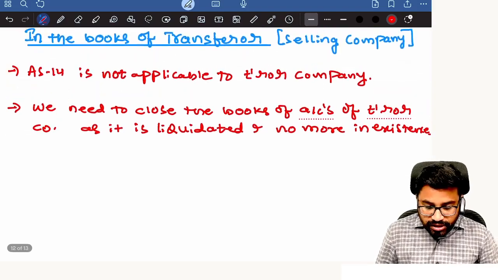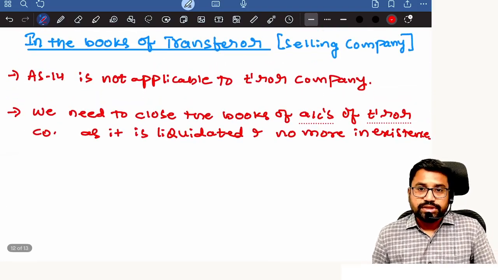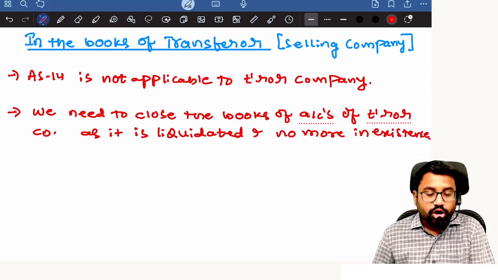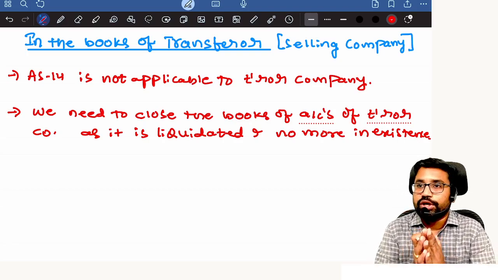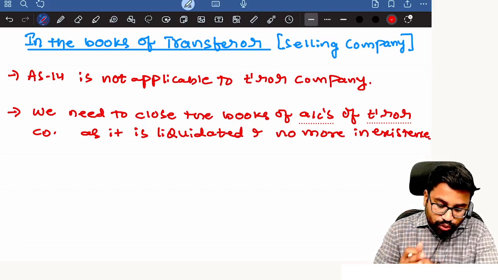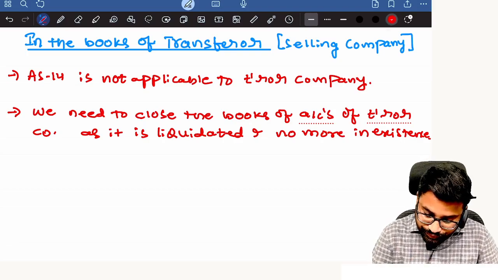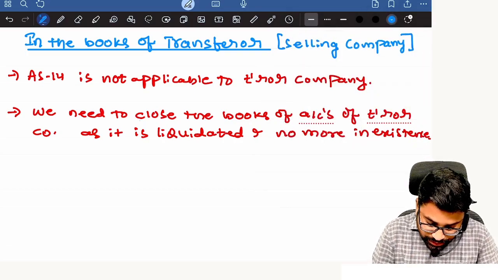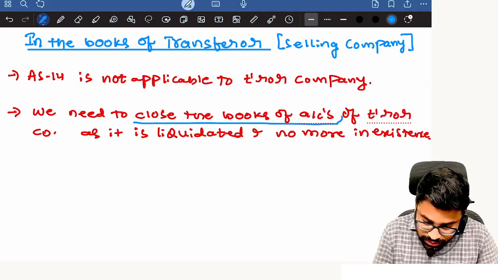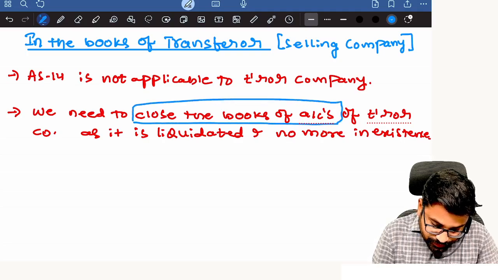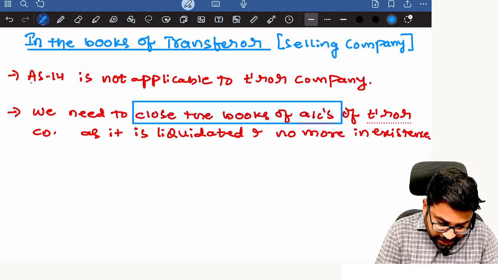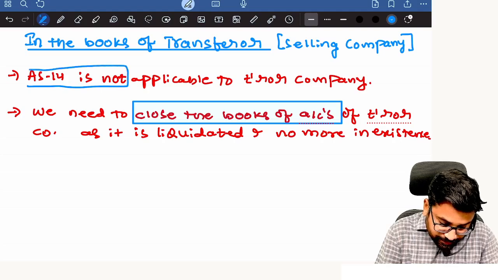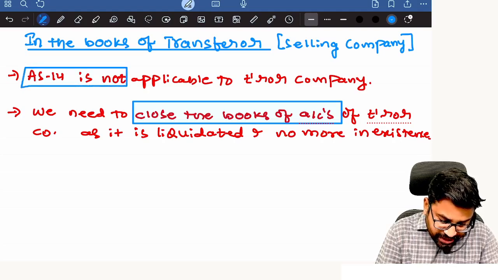Sir, generally when any business is liquidated, closed, obviously we need to close the books of accounts. That is what we do here. So this is the important thing. Close the books of accounts of transferor company. And this standard AS 14 is not applicable for them. That means general accounting treatment.